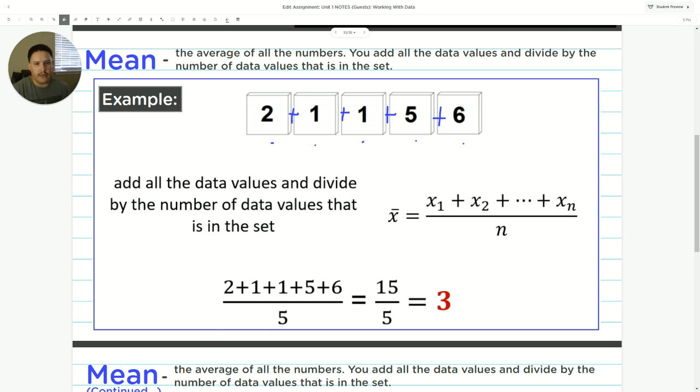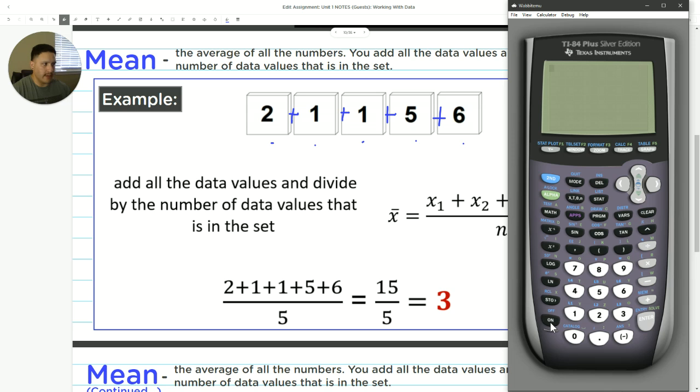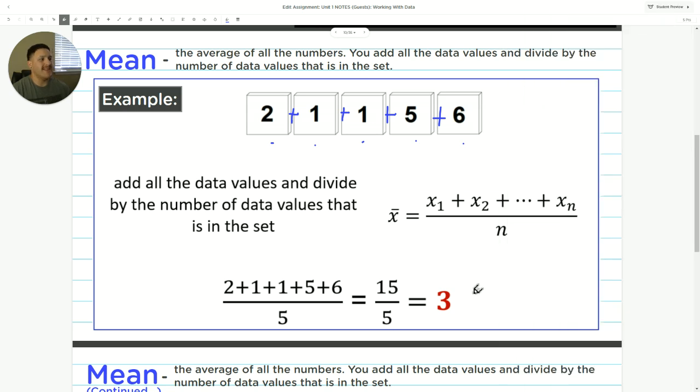So if you add this all up using your calculator, I have it right there, but just to show you the calculator steps: 2 plus 1 plus 1 plus 5 plus 6. Hit enter to total it out. And then divide it by the amount of numbers that we have, which is 5. So divide that by 5, and we have 3. So the average value that we get is 3.